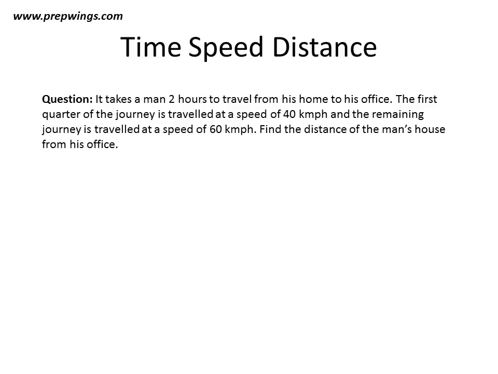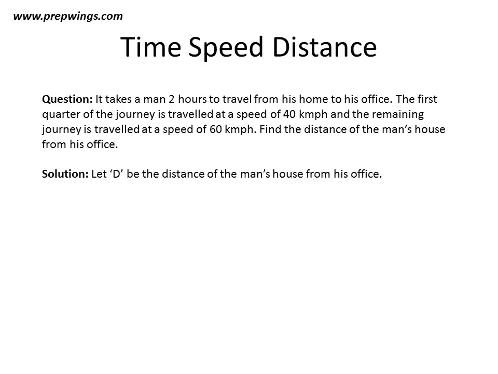Now we'll do a question over here. It says, it takes a man 2 hours to travel from his home to his office. The first quarter of the journey is traveled at a speed of 40 km per hour and the remaining journey is traveled at a speed of 60 km per hour. We have to find the distance of the man's house from his office.